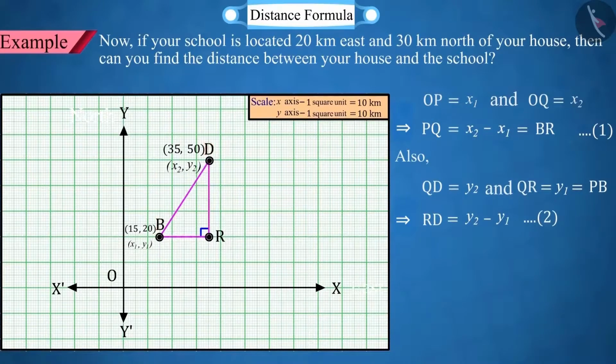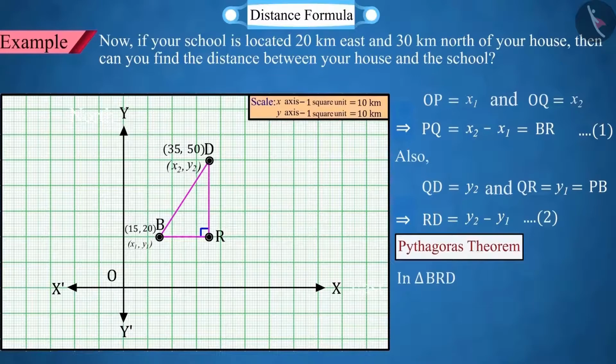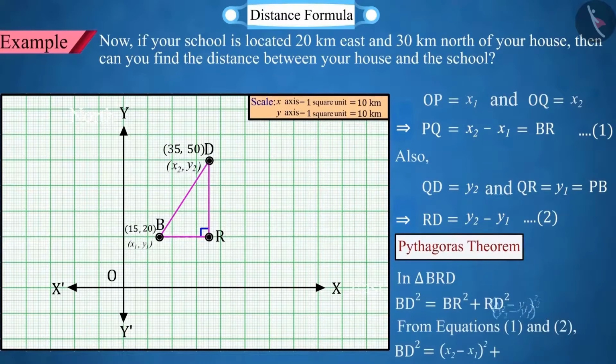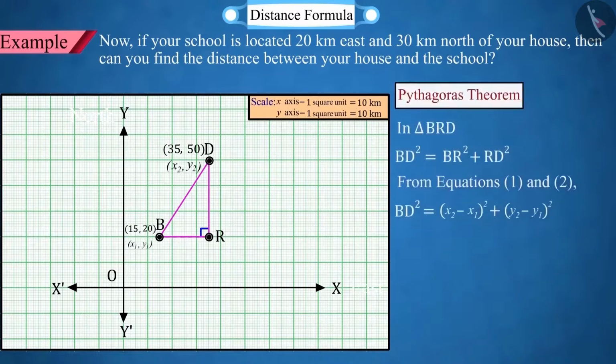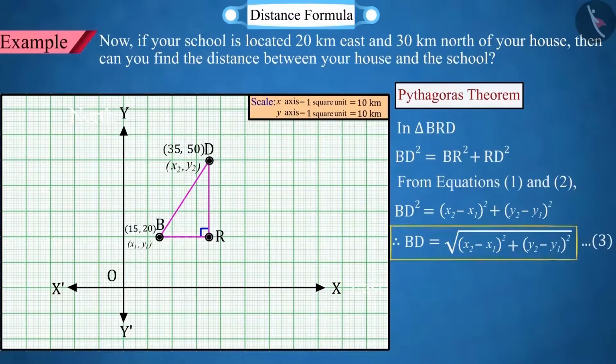So in triangle BRD, using the Pythagoras theorem, from equation 3, that is, the distance between the point B, x1, y1 and point D, x2, y2, BD equals the square root of the square of x2 minus x1 plus the square of y2 minus y1, which is called the distance formula. Since distance is always non-negative, here we will take the positive square root.